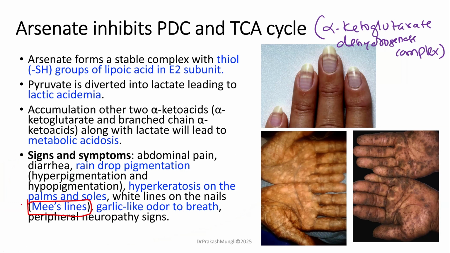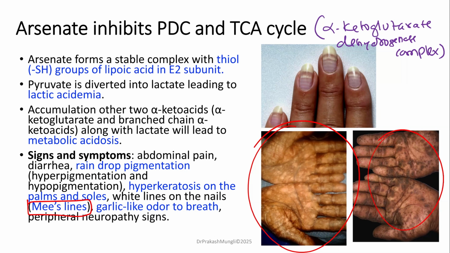Alternate pattern of white lines, white and pink, white, pink, like that. And that is a characteristic of arsenate toxicity. Okay, so Mees lines. And then raindrop pigmentation. Look at this figure here. There is a hypopigmented area surrounded by hyperpigmented area. You see here, hypo and hyper. That is called raindrop pigmentation.